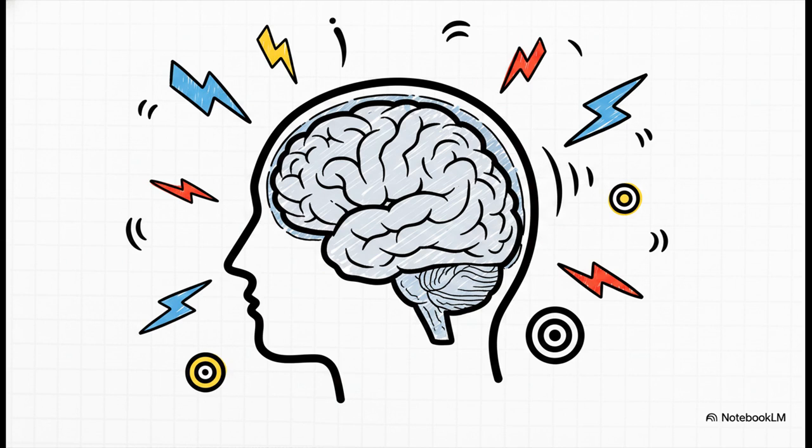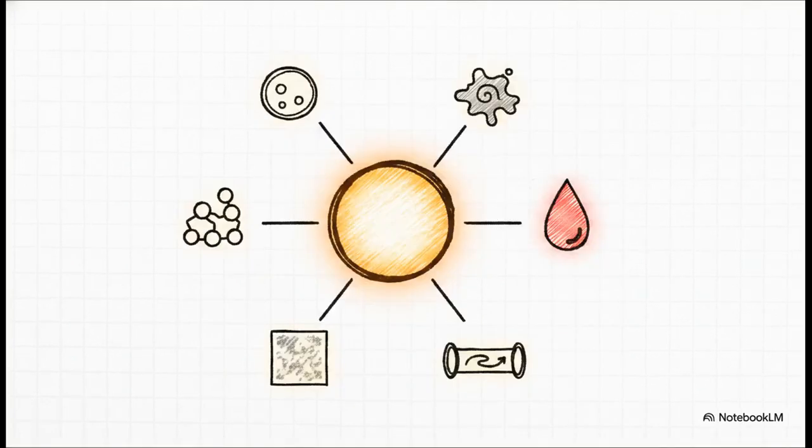So let's do a quick rapid-fire drill. This is going to be pure high-yield stuff you just need to know cold. Okay, T1 bright signals. What are they? The big ones you have to remember are fat, melanin for melanoma, subacute blood, that's your methemoglobin, and protein-rich fluid. You've also got slow-flowing blood and laminar necrosis on that list. Seriously, burn these into your brain.